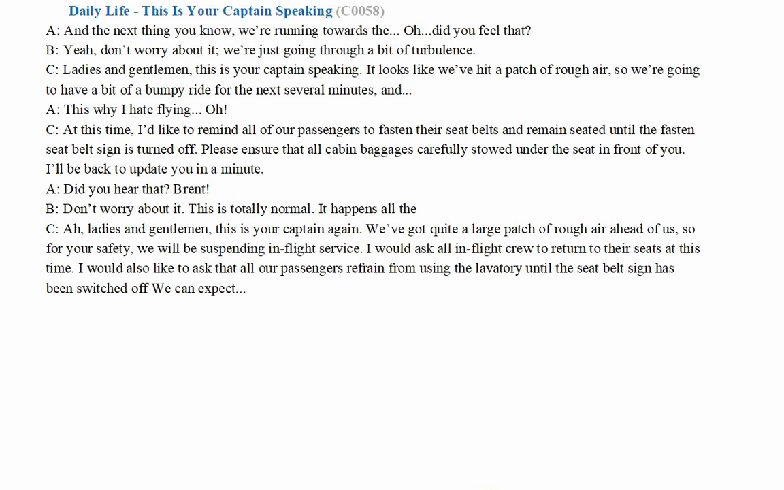All right, so let's take a look at some of the words that the captain used in Language Takeaway. All of these words you'll hear really often when you're flying. The first one we have for you is fasten. Fasten your seat belt. Fasten means to do up, or put on, or connect. Usually it's with a seatbelt or a belt or something like that.